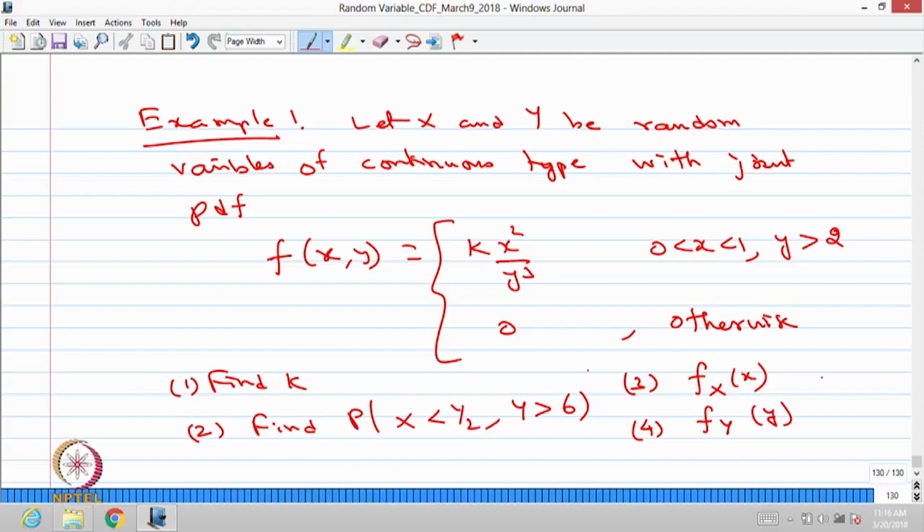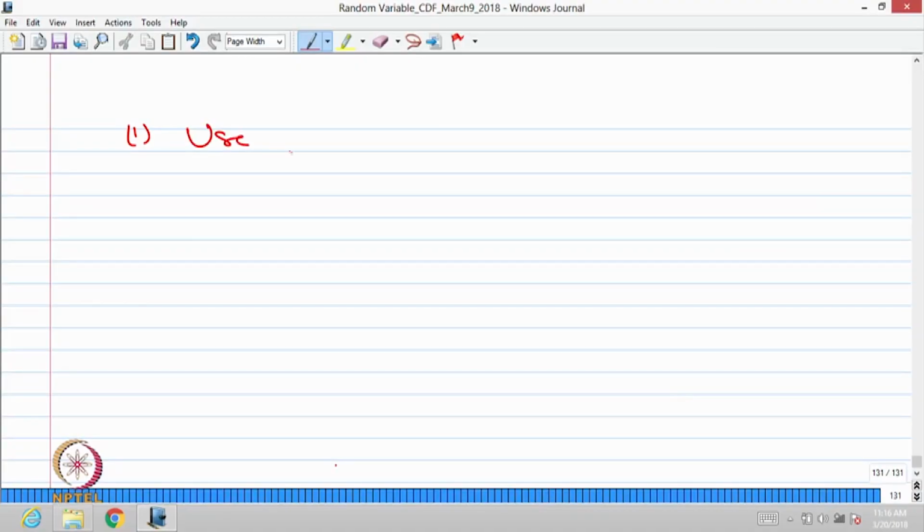So, let us go for finding out the value of k, for which it is going to be a joint probability density function. We know that the property of a joint probability density function is that it is always greater than or equal to 0 and the double integration has to be 1. So, use the double integration of the joint probability density function, which is going to be 1.